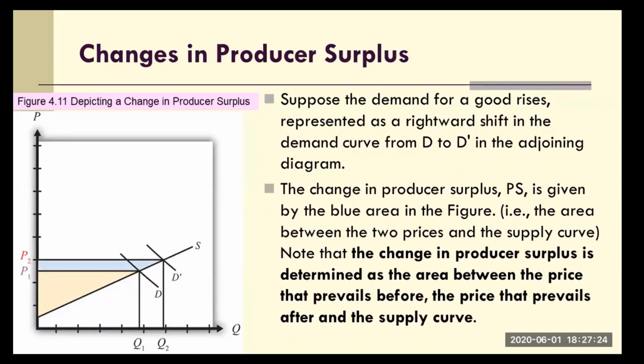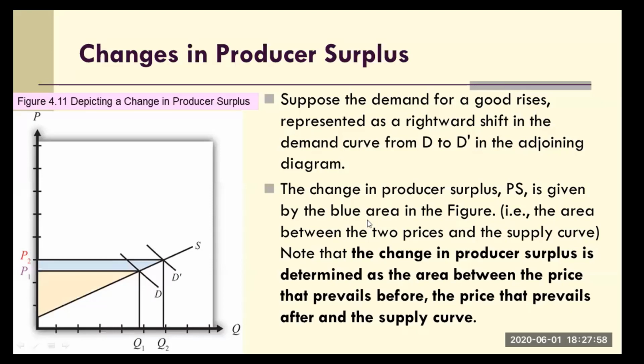So what if we shift the demand or supply curve? What would happen? Suppose the demand for a good rises, represented as a rightward shift from D to D prime in the side diagram. Then the change in producer surplus is given by the blue shaded area in the figure, between the two prices and the supply curve.